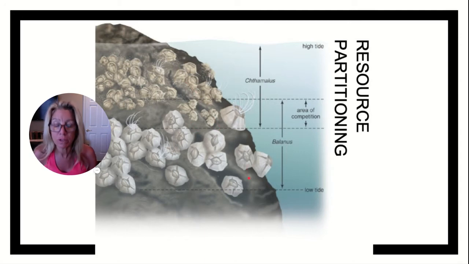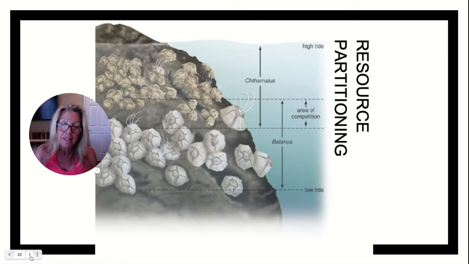They're separating the area out, so there's just a small area of competition. Remember, these are two different species that are doing this. So this is called resource partitioning. Species shift niches. They no longer directly compete. The area of competition has narrowed. It's not the whole rock, it's just this one area.